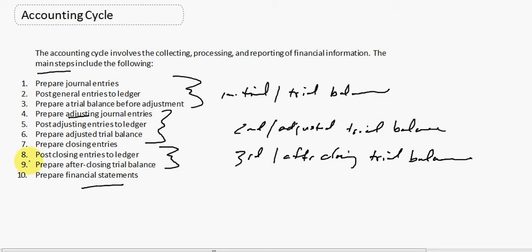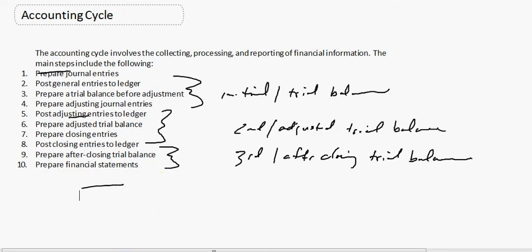It looks like a lot of steps here, but it's not. It's only 3 major steps and the last one, preparing your financial statements. Let's go ahead and go over the first step.